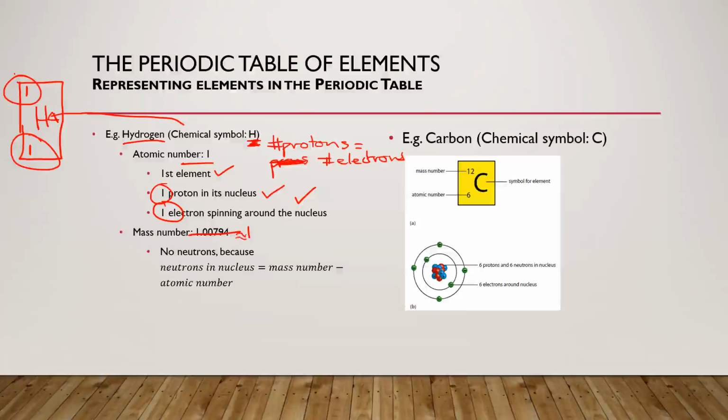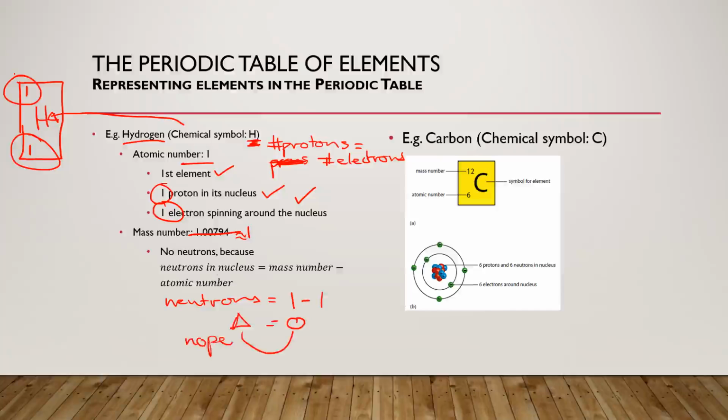And in this case, we have no neutrons because remember, the number of neutrons in a nucleus is equal to the mass number, and we know our mass number is 1, rounded of course, minus the atomic number, and the atomic number is also 1. So we have 0, and that means no neutrons.